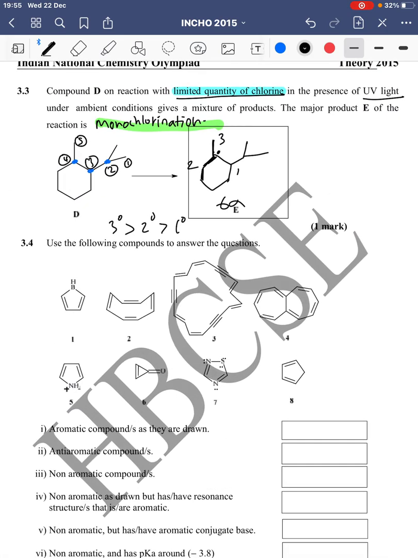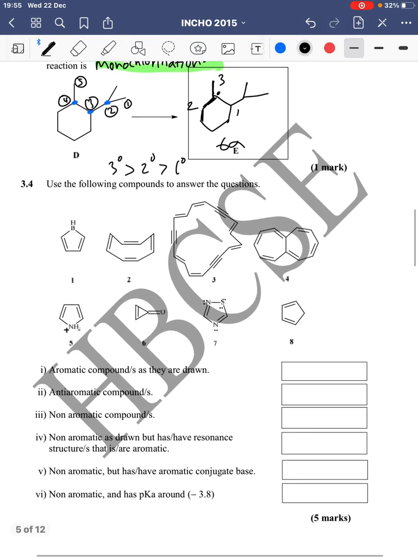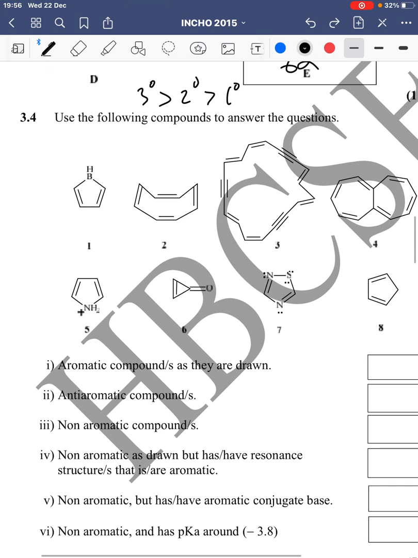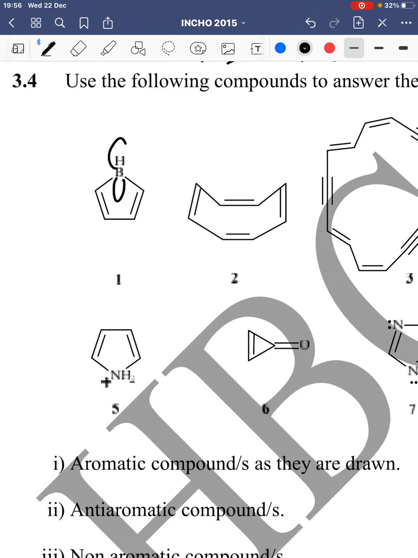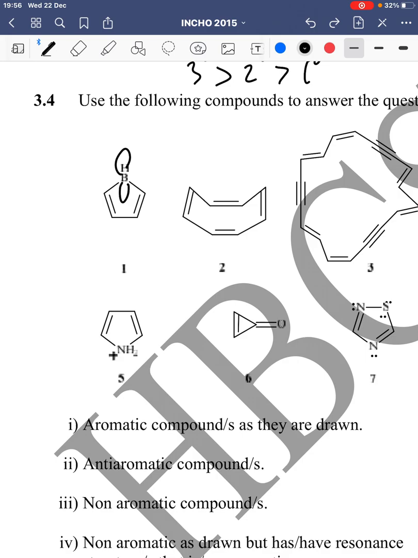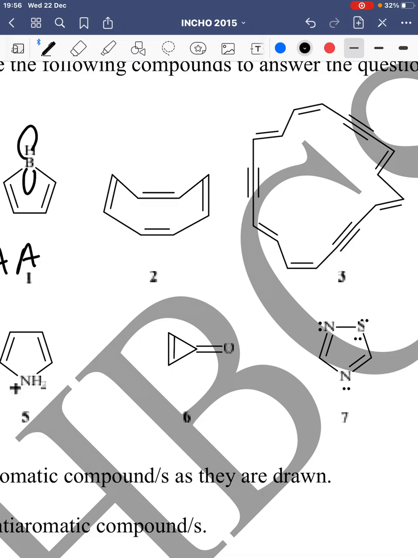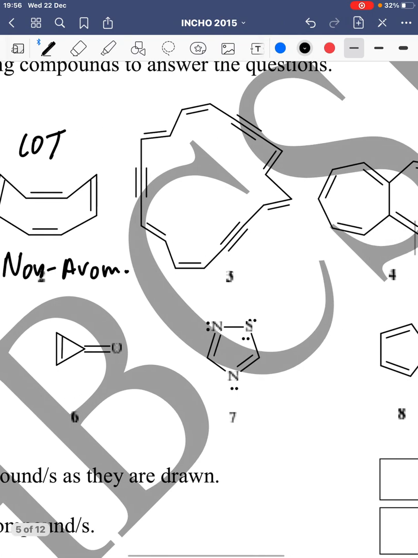Let's move to the next problem, that is, use the following compounds to answer the questions. We have 8 molecules or 8 compounds, and we need to tell the aromatic compounds as they are drawn. So we'll have to check from the way they are drawn. This is the first structure. Here B has vacant p orbitals, so it can have resonance among them, and hence it will be an anti-aromatic compound. This is the tub shaped, it's also known as the COT, and it's tub shaped, not planar, so it will be non-aromatic.